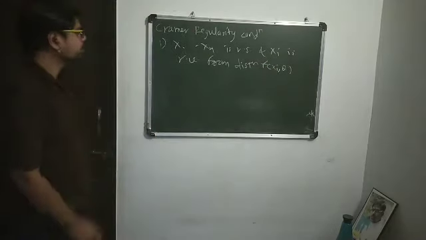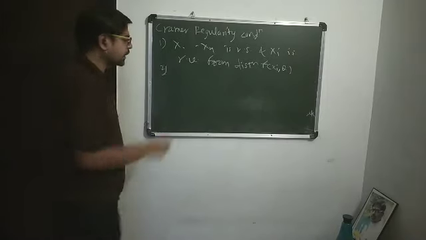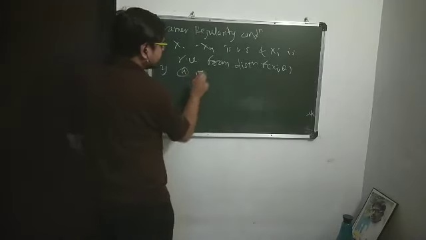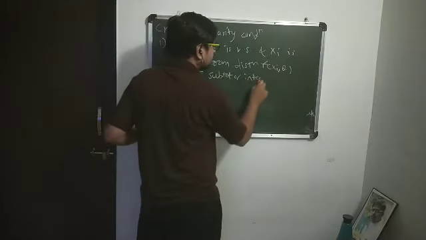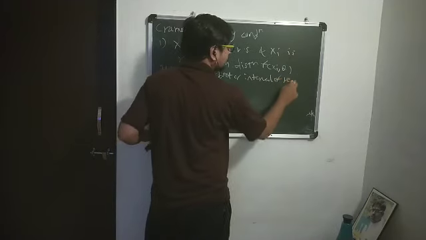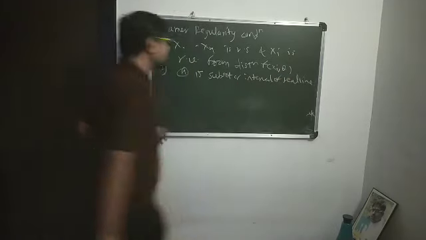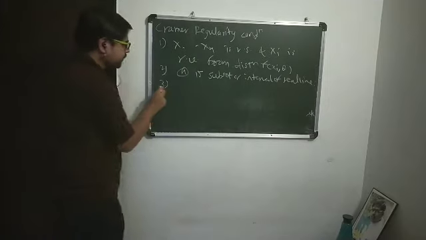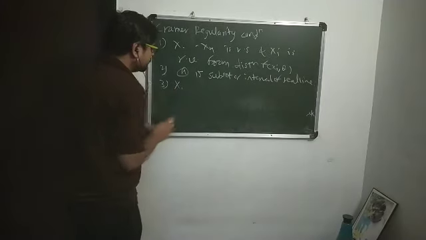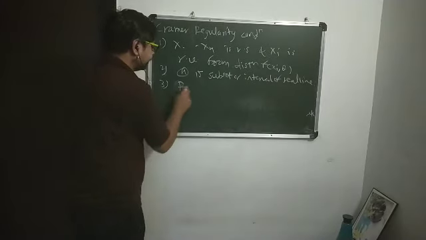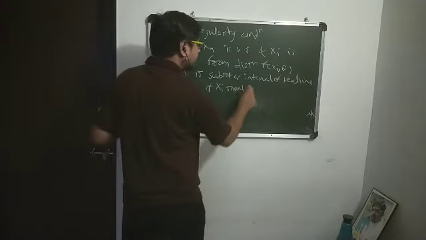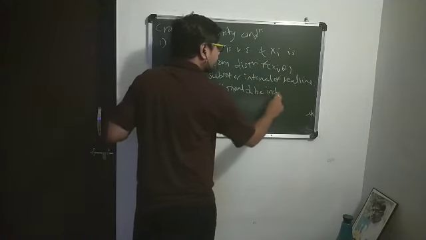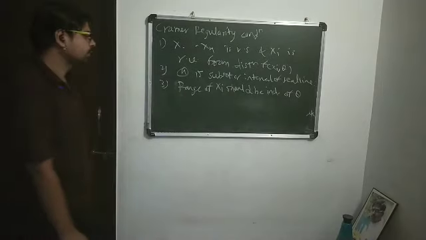This is the first condition. The second condition is that the parameter space is a subset or interval of the real line. Our next condition is that the range of xi should be independent of theta. That is, the range of xi should not depend on theta.